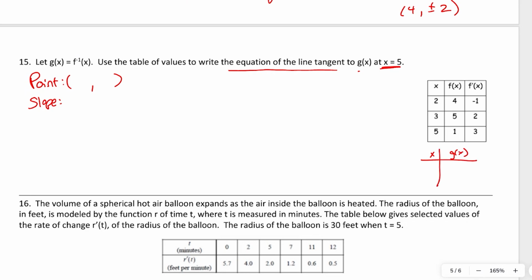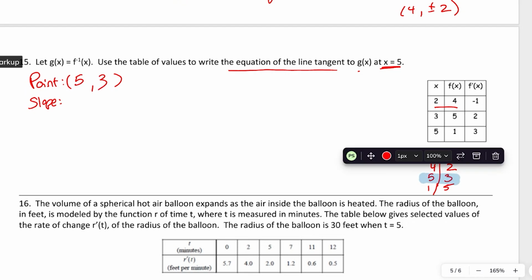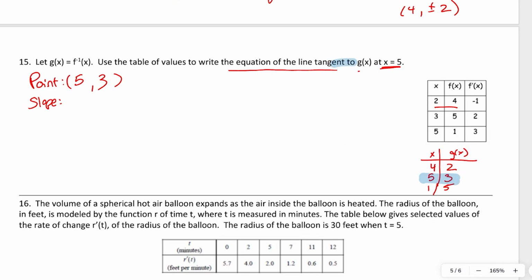So g is the inverse of f. So if there's a point (2, 4) on f, then g will have a point (4, 2). We'll also have a point (5, 3) and (1, 5). Yeah, almost made a big error there. So the point is actually going to be (5, 3). I'm going to use that point on g. That's the reason why I'm using g here: I want to find the line tangent to g, not to f.